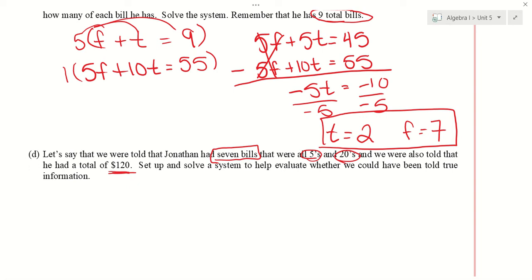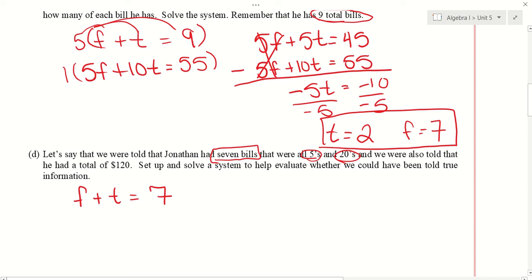So think about this. It's not much different than our 2 equations above. Here he had 9 total bills. We did f plus t equals 9. Here he has 7 bills. So f plus t equals 7.